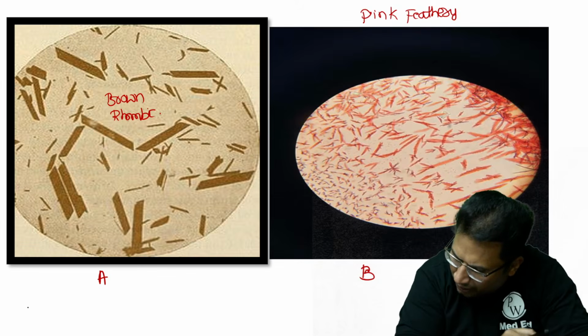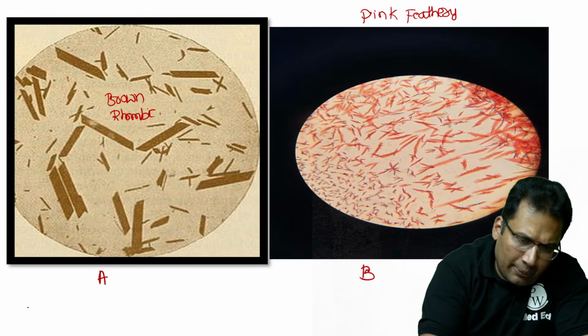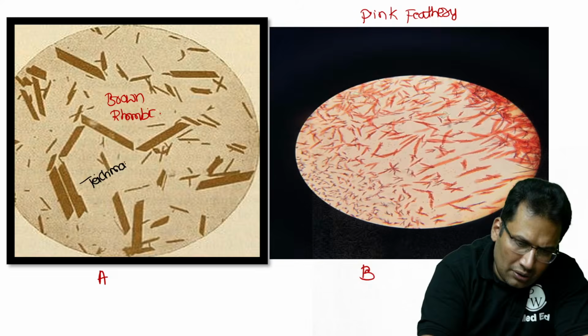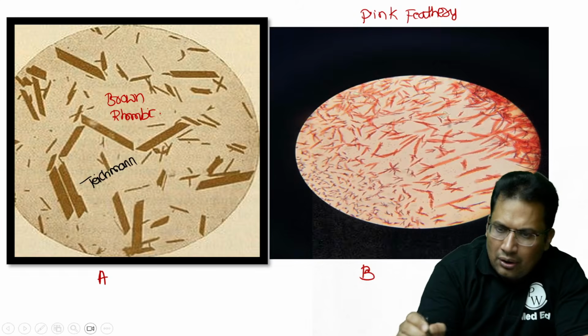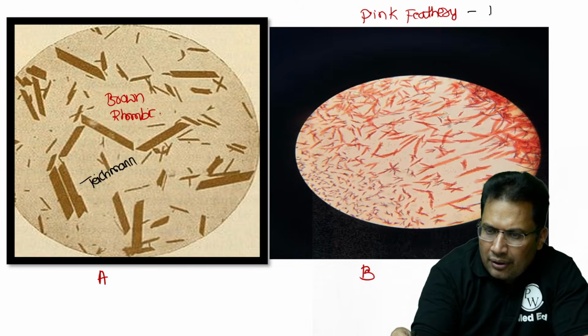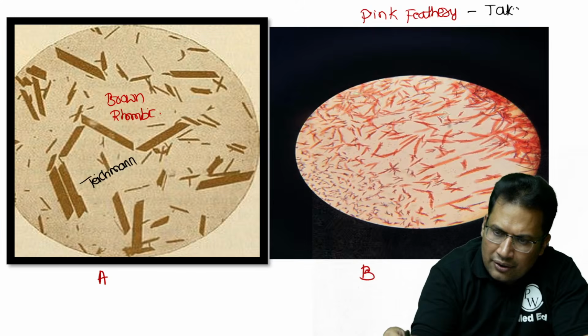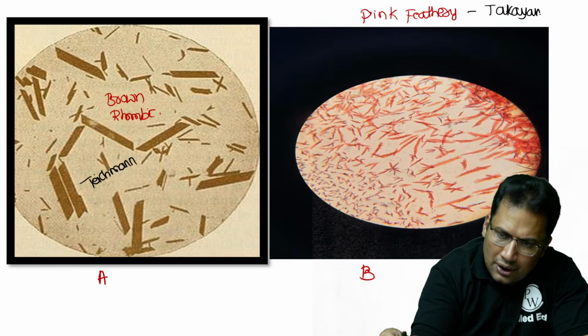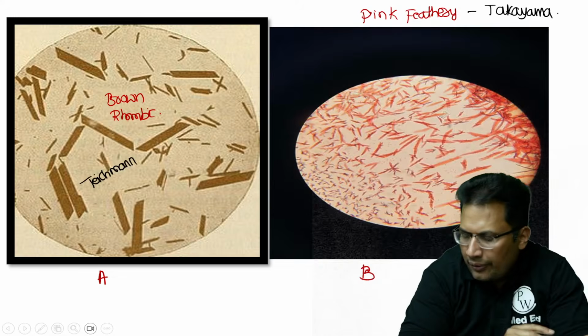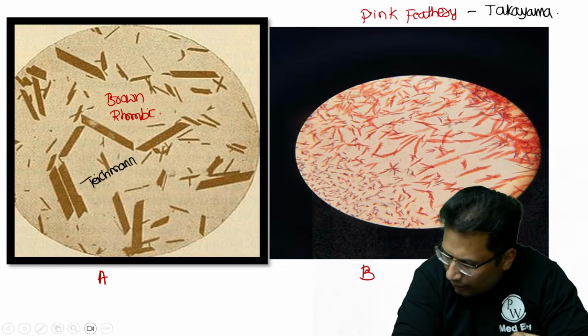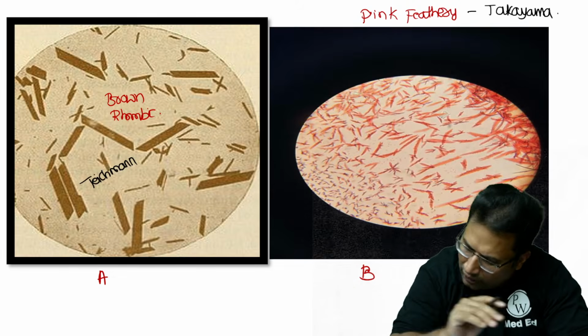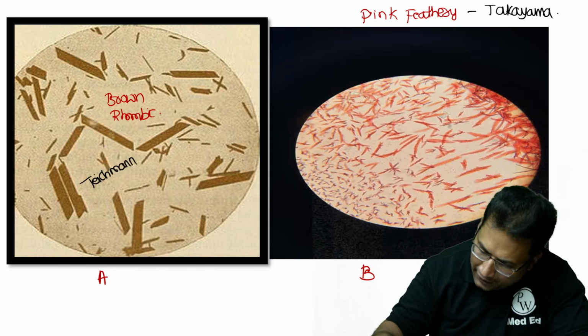Yes, A and B. A is Teichmann test. B is Takayama test. You can make out now. Now you can make out very clearly. Okay.